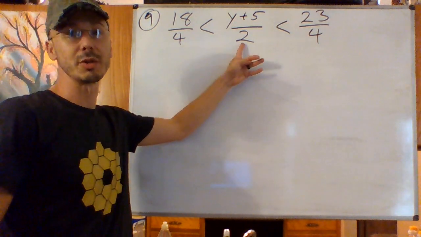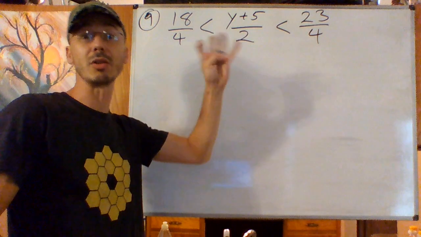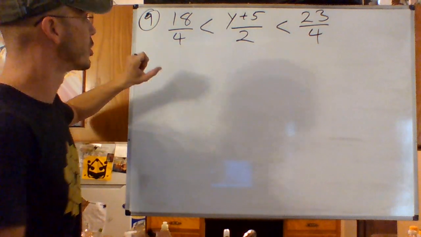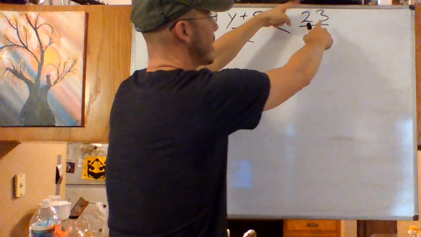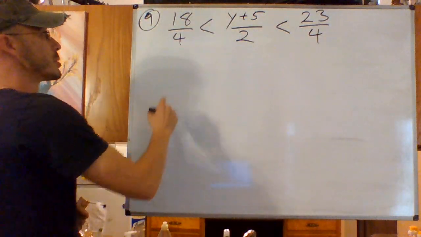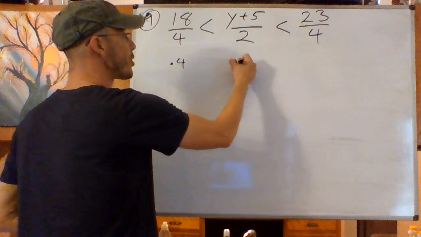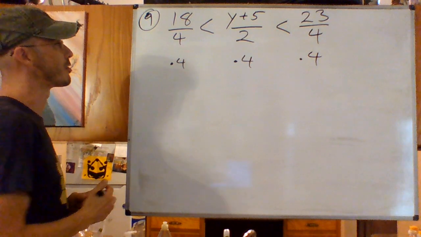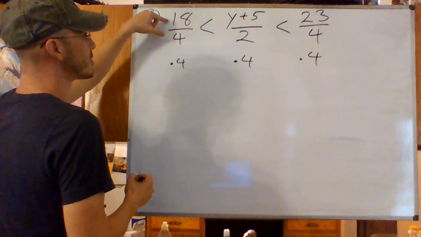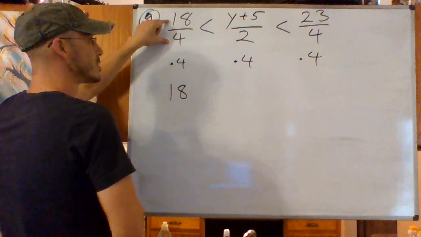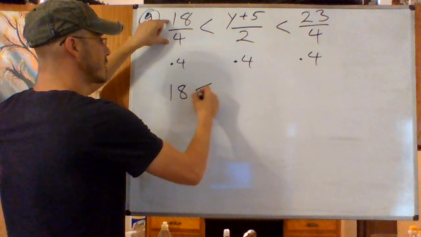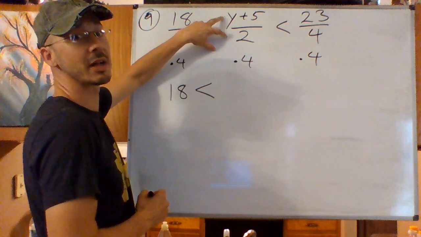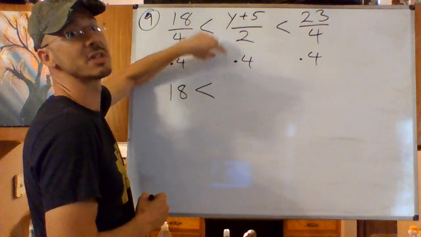Yeah, 4 is a multiple of 2. 4 is a multiple of 4. That's the smallest multiple of 4, as small as it can be. So rather than try to divide these, which I can't evenly divide them anyway, I'm going to multiply all 3 parts by 4. So 18 divided by 4 times 4 is 18. So let's say y plus 5 divided by 2 times 4.